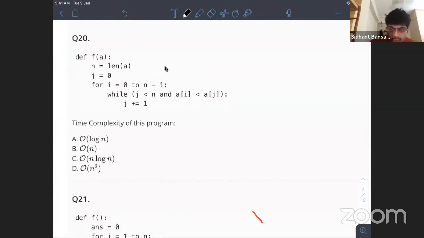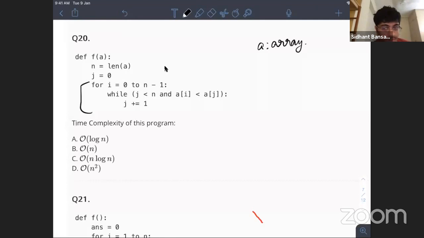I'm not covering all the questions because I think only these questions are quite good, the ones that I'm covering right now. I went through all of them. So here you have a function f. It takes in an array A. Don't care about the syntax, just know that small a is an array, and n is the length of the array. And then you have this code running. How much time in worst case can this code take?